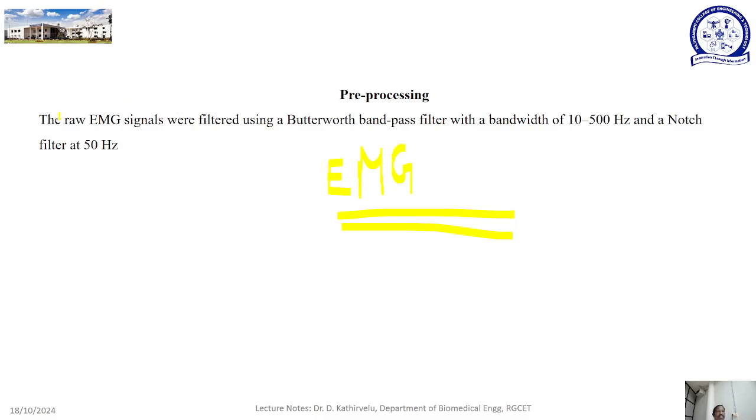So based on this, for pre-processing the raw EMG, we need to use a Butterworth band pass filter with a pass band range of 100 to 500 Hz, because most of the EMG signals will lie within this range. It is also very essential to remove the hum line interference of 50 Hz, because we are using electrical impulses.